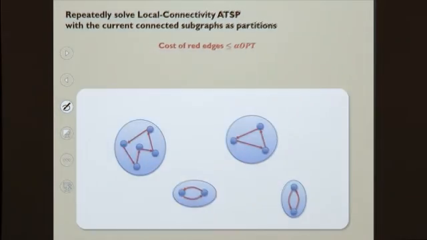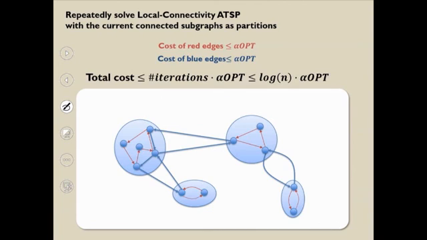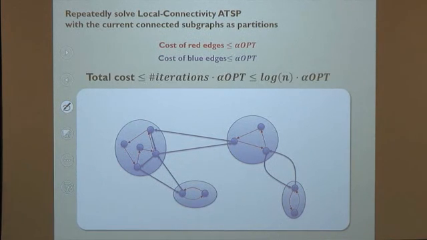Okay, so now we have connected that. Now we can run local connectivity ATSP on this partition. So you find this set of edges. Again you pay alpha opt. Okay, because that's not good. Here it was good because you only run 2 iterations. But if you do that, then the total cost will be the number of iterations times alpha times opt. So it's even worse than we had before. So that's not great. We have to do something special here.